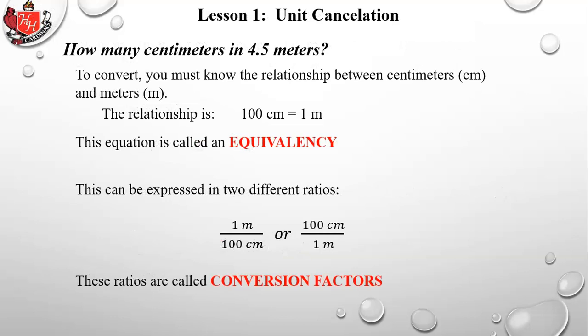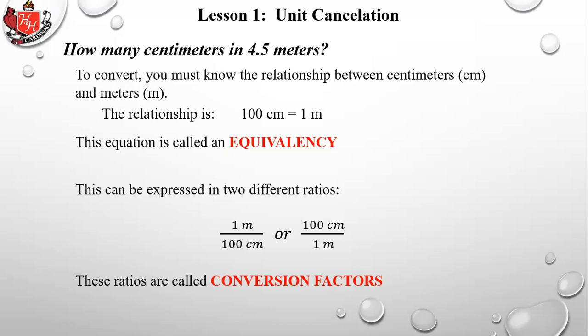How many centimeters in 4.5 meters? To convert, you must know the relationship between centimeters, cm, and meters, m. That relationship is 100 centimeters equals 1 meter. This is called an equivalency.